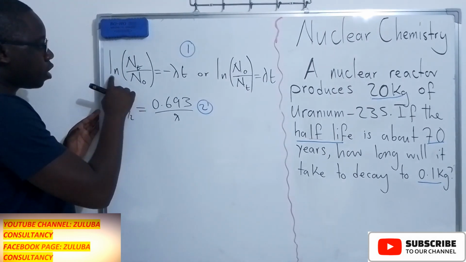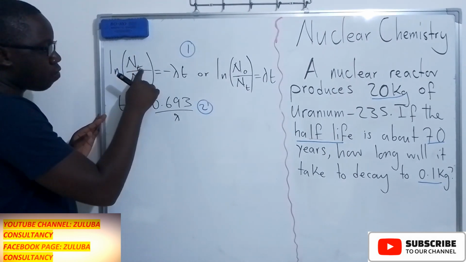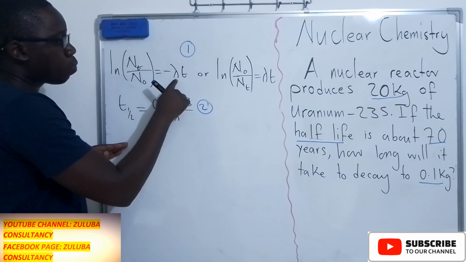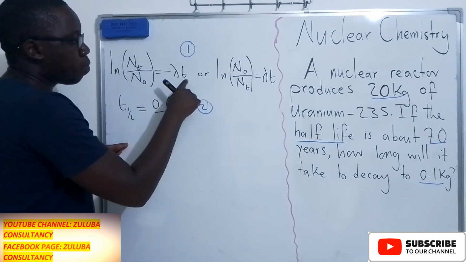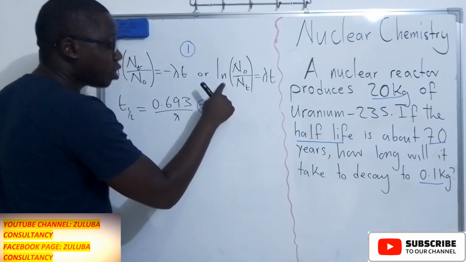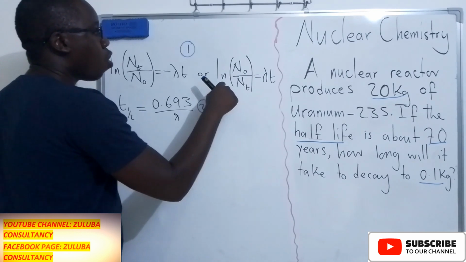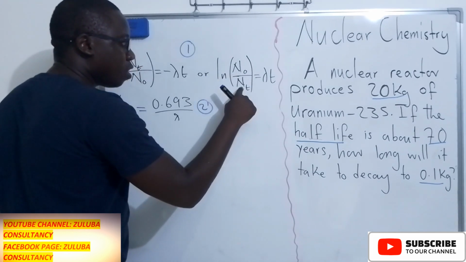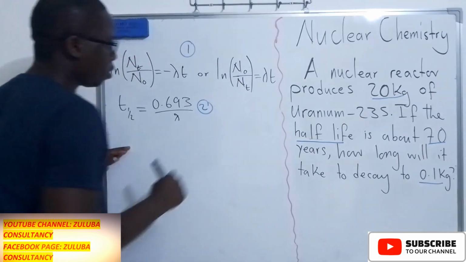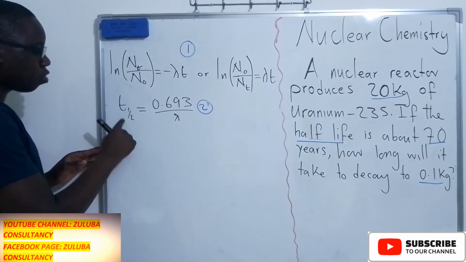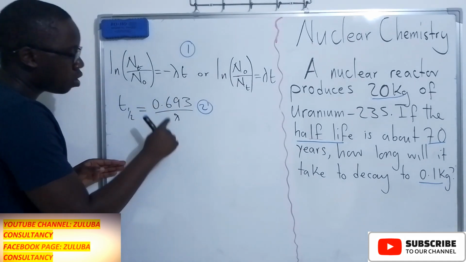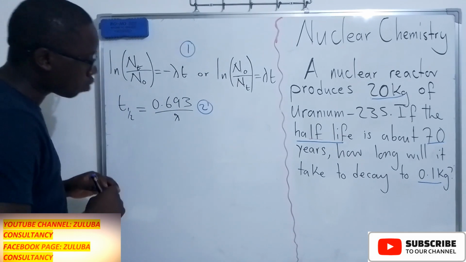The first one tells us that the natural log of the mass at a given time divided by the initial mass is equal to negative the rate constant multiplied by time. Or we can use this equation, which says the natural log of the initial mass divided by the mass at a given time is equal to the rate constant multiplied by time. The second equation is half-life is equal to 0.693 divided by the rate constant.